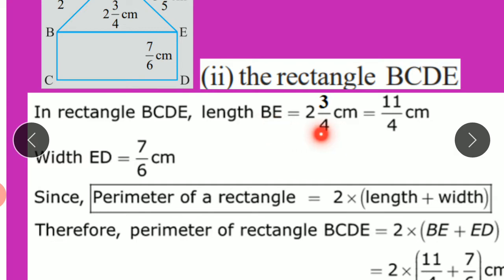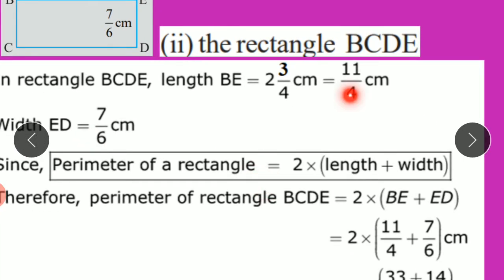And as usual, here it is in mixed form. Let's change it into improper. We get 11 by 4 centimeter. So the length is 11/4 centimeter and the breadth is 7/6 centimeter. Let's substitute this length and breadth value into the formula.